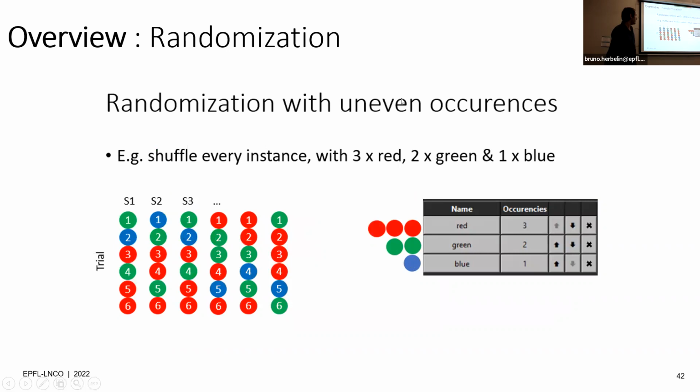And you have another way to do specific things. You can say that you want your red condition to appear 3 times more often than your blue. So this is a ratio. The absolute value doesn't matter. Here we see that green will appear 2 times more than blue, and red will appear 3 times more than blue. Here you can see the result. Red is appearing 3 times, green 2 times, and blue 1 time.